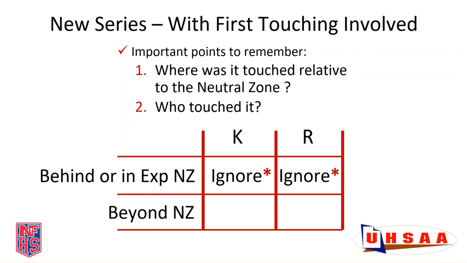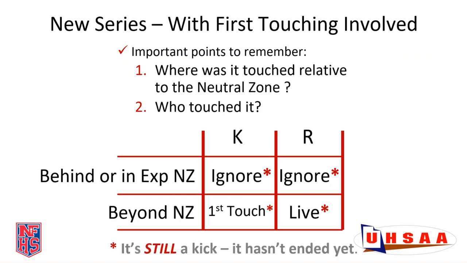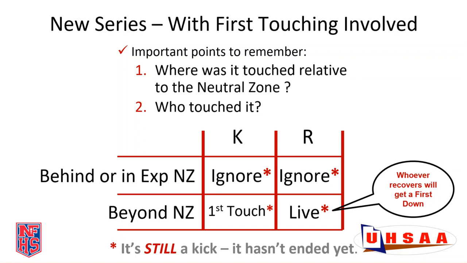But if it's touched beyond the neutral zone, if it's first touched by K, that's a first touch beanbag. If the ball is first touched by R, it's live and can be recovered by either team. And remember, in all four cases, it's still a kick. It hasn't ended yet. So whoever recovers that live ball touched by R beyond the neutral zone is going to get a first down in a new series, regardless of which team it is.